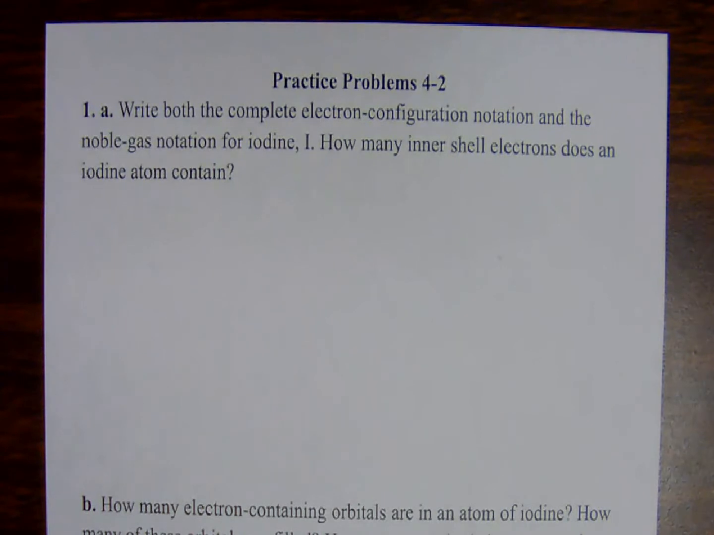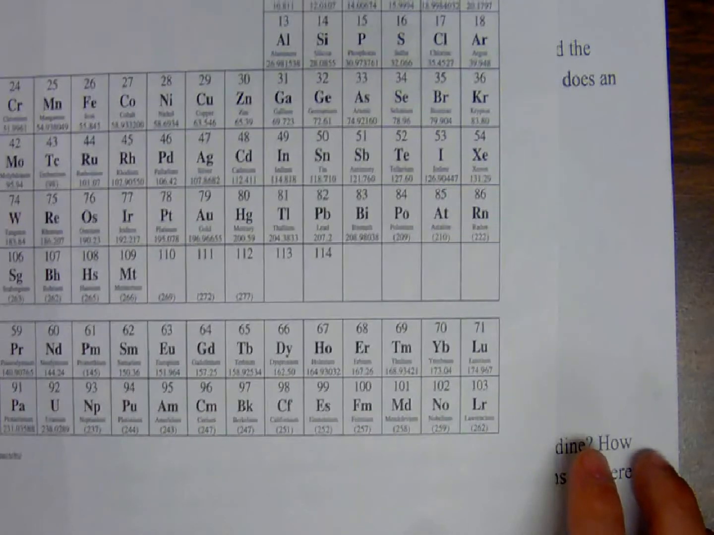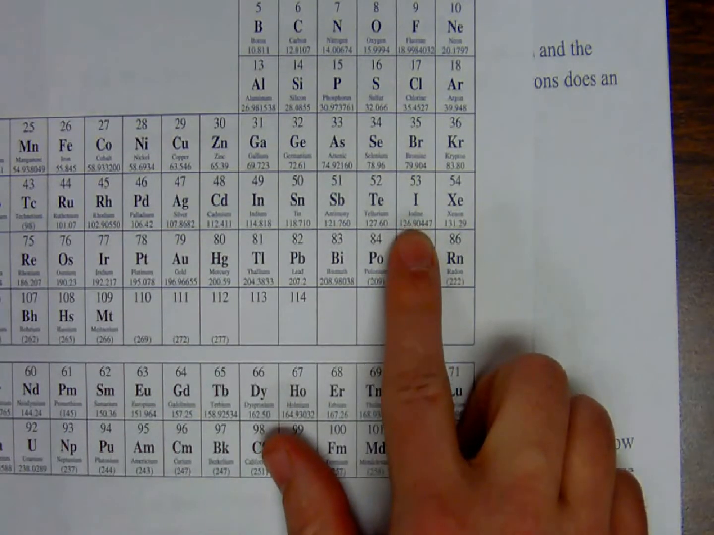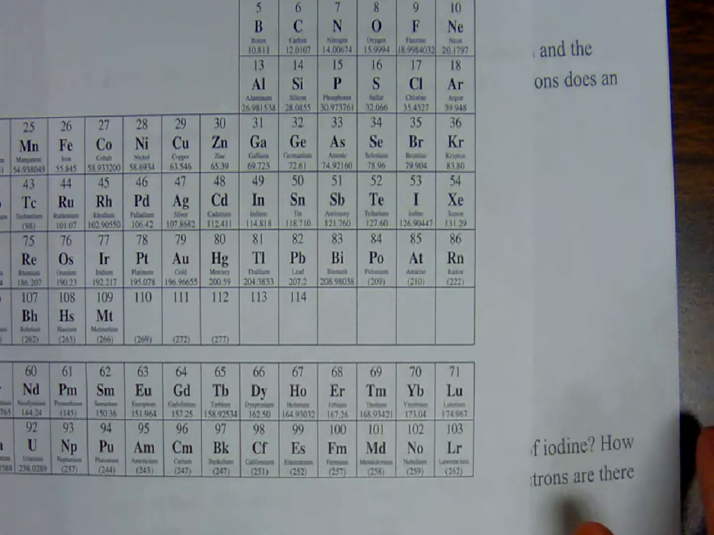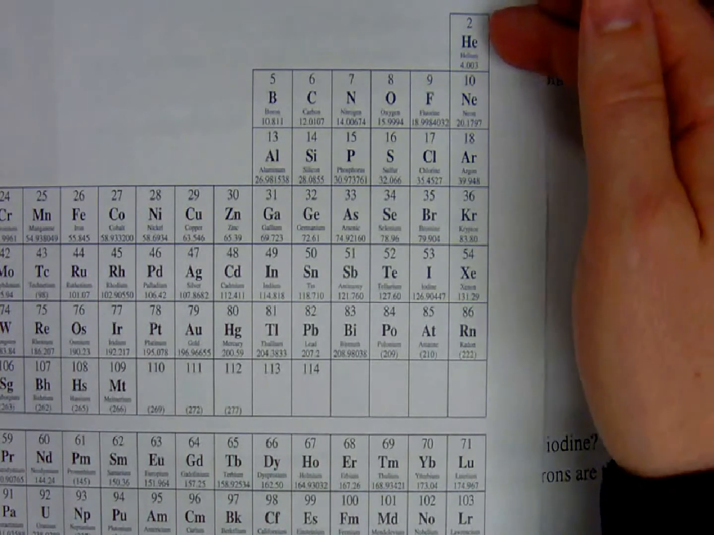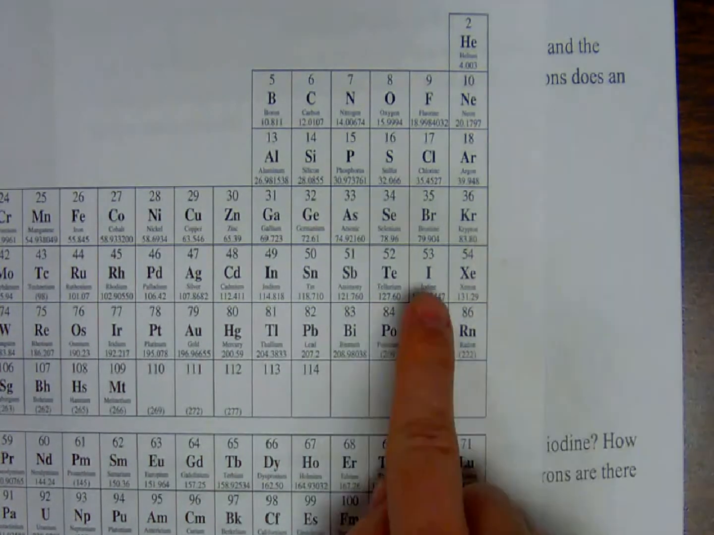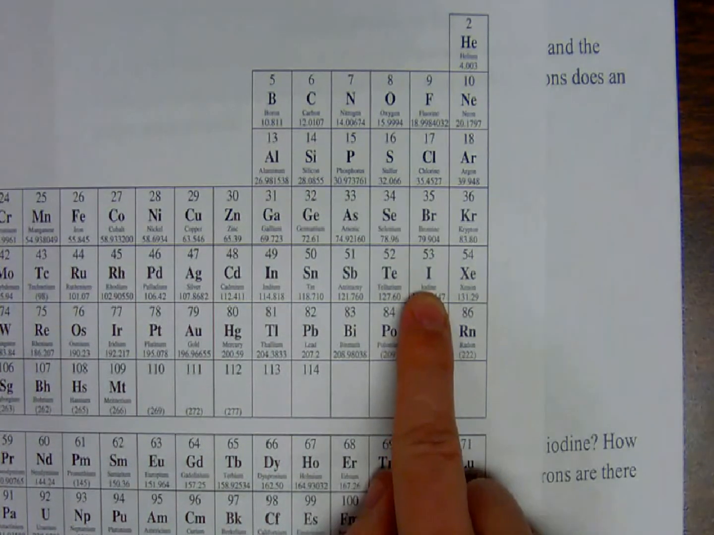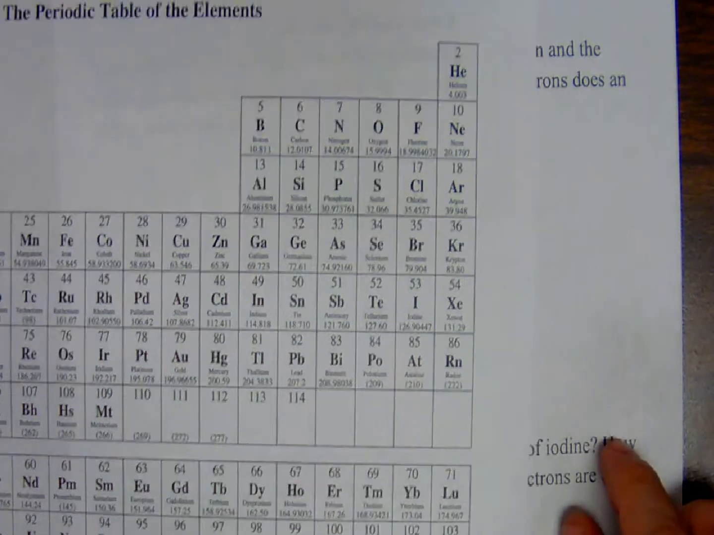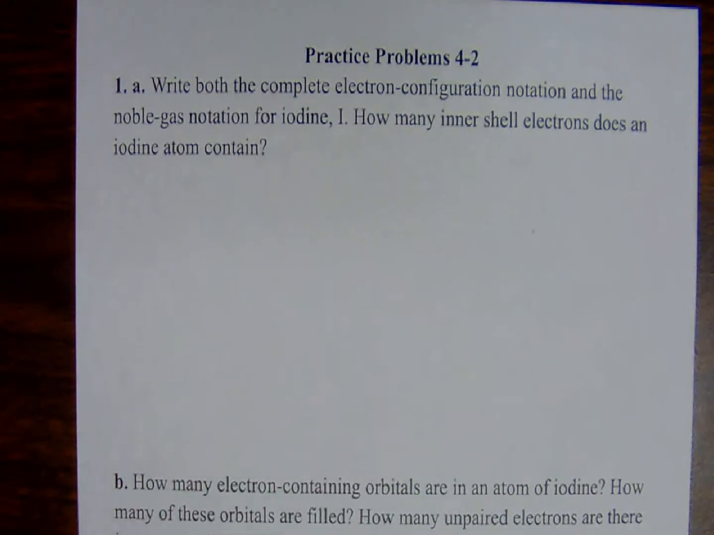So, one of the first things we want to do is find iodine on the periodic table. After some searching, you might find that it's number 53. If you don't find that it's number 53, good luck to you, because it's not going to work out very well. We see that it is in period 1, 2, 3, 4, 5, and group 17, or the seventh main group, however you'd like to look at it. We're being asked for two different configurations here. First is the complete electron configuration.